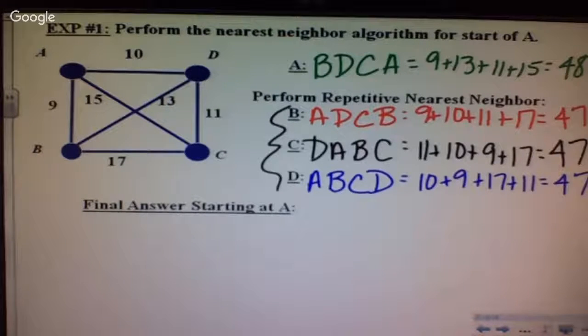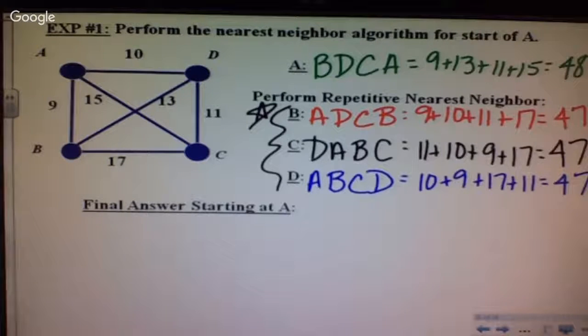Except for A. Now, be careful, because once you do nearest neighbor, they may throw this screwball in at you. Final answer needs to start at A. So, all you need to do at that point is pick which one of these you want to use. Pick one: B, C, or D. B? All right, we're going to use B.